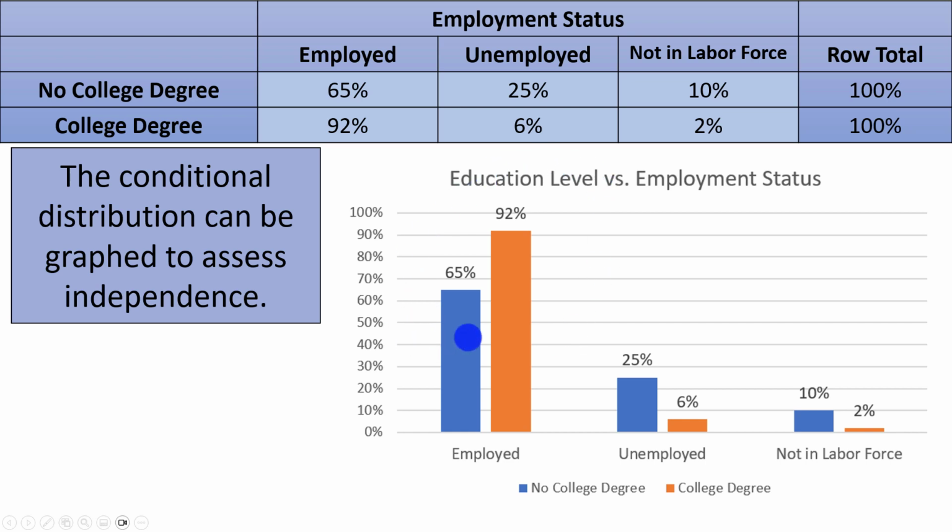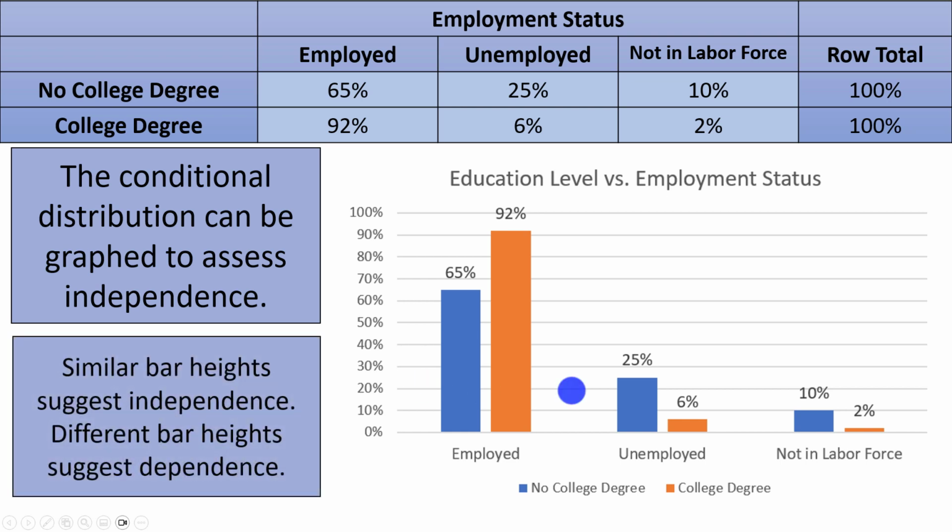Okay. So if you wanted to assess independence based on bar charts, you would graph the conditional distribution, each column together, and then you would assess whether or not the bar heights are close to each other or far apart from each other. So if you have similar bar heights, that suggests independence, and if you have much different bar heights, that's going to suggest dependence, as we have in this particular example.